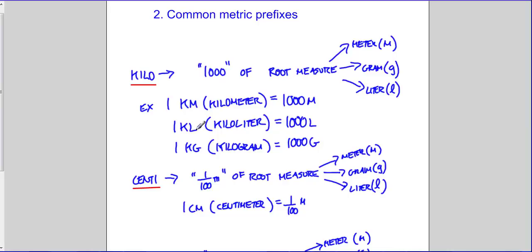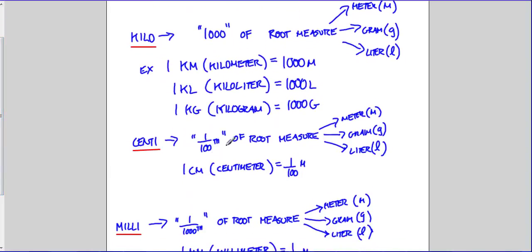1 kL, you don't see this one too often. The kiloliter is 1,000 liters. You do see the kilogram quite a bit. That's 1,000 grams. Centi means 1/100th of the root measure. So a centimeter is 1/100th of a meter. A centigram is 1/100th of a gram, and a centiliter is 1/100th of a liter. So 1 cm is 1/100th of a meter, for example.